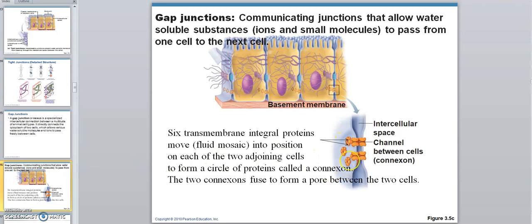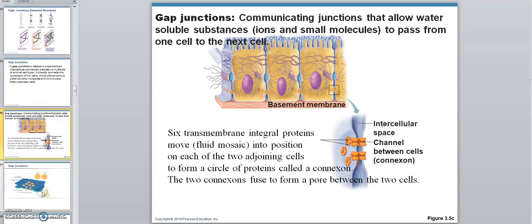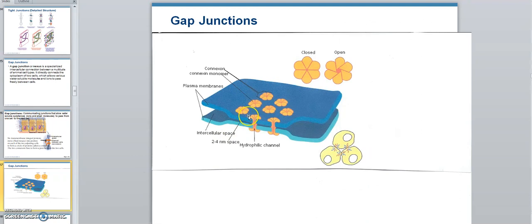They also call it a connexon junction. The two connexons fuse to form a pore between the two cells. Okay. Here again would be an example of that I'm showing you. That's one cell membrane and that's the other. See, this forms that hydrophilic channel where water and water-soluble stuff can go between. Here it's closed. It can close and then open.